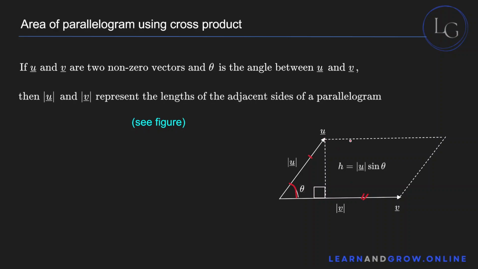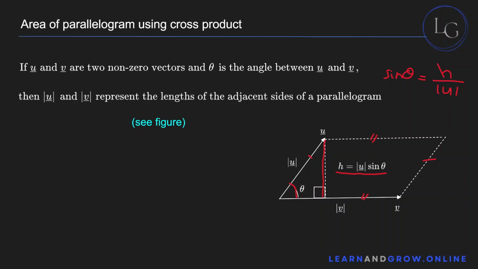Now you can make a parallelogram shape by making these two lines. This line is parallel to the vector v and this line is parallel to the vector u. And now you can see that this is the height of the parallelogram, and h, this height, is equal to the magnitude of u into sine theta, because sine theta is equal to the opposite over the hypotenuse. The opposite is h, and the hypotenuse is u. Once you take u to the other side, you get h is equal to the magnitude of u into sine theta.